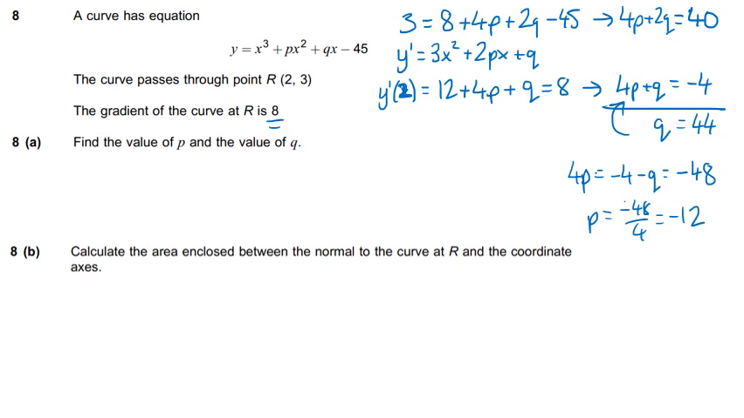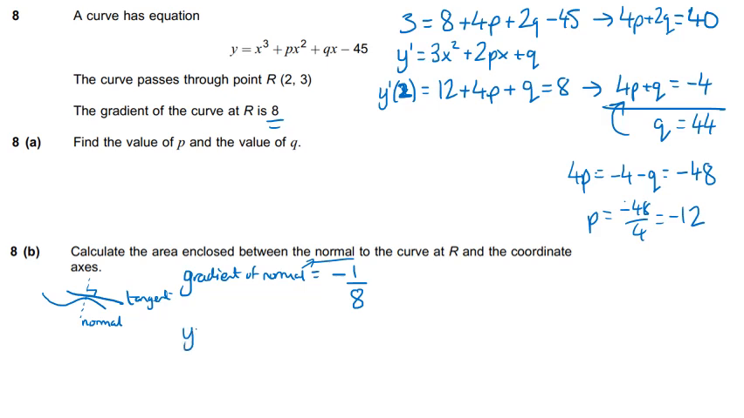Part B, calculate the area enclosed between the normal to the curve and the coordinate axes. Right, well let's find the normal first then. So we know that for a curve, the tangent and the normal are at right angles to each other. And when we differentiated the curve, we found the gradient of the tangent. So the gradient of the normal is equal to minus the reciprocal of the tangent gradient. So minus 1 over 8.